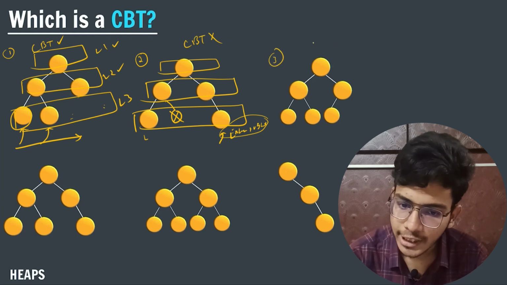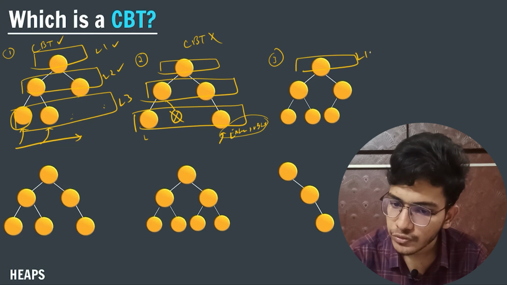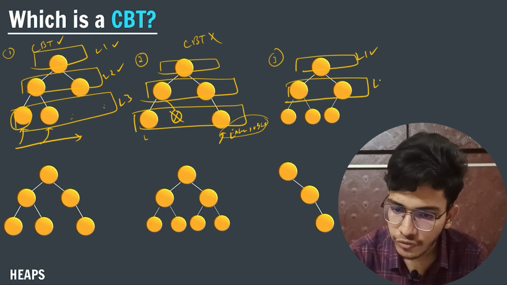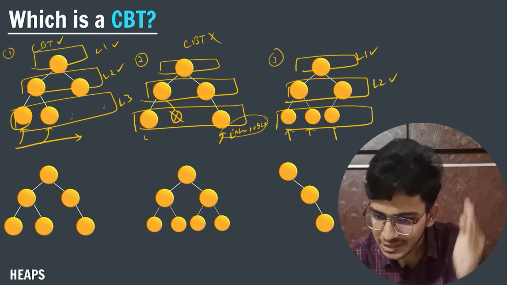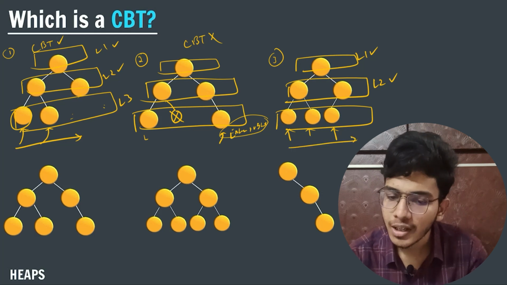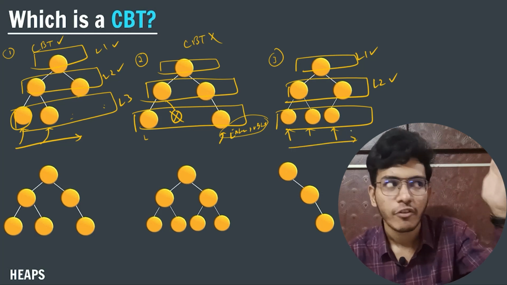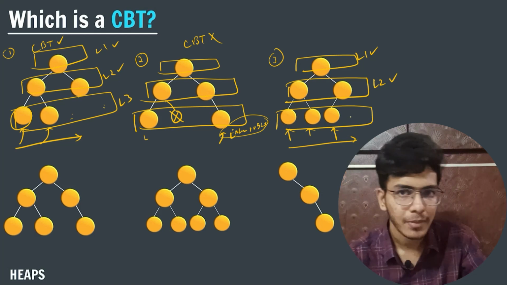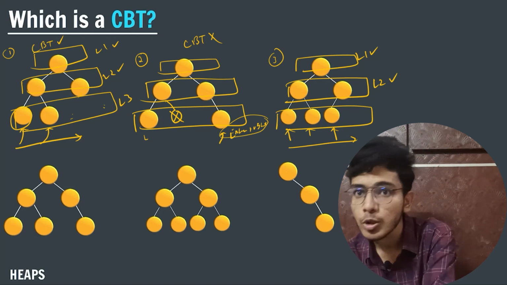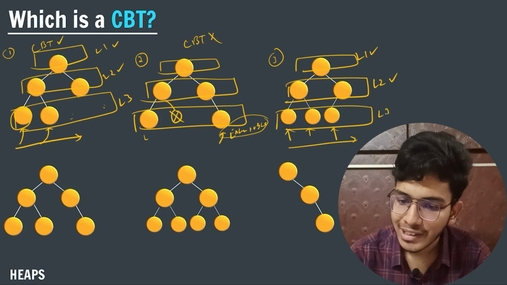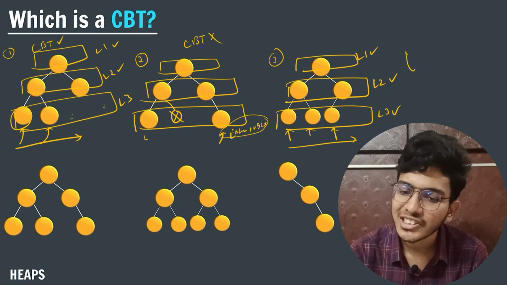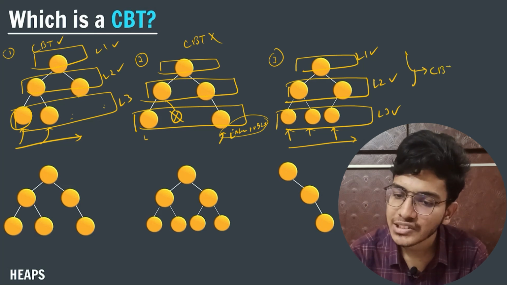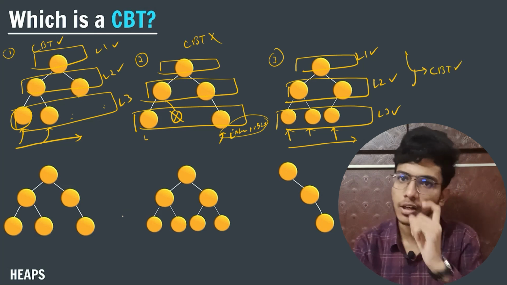Now in the third diagram, level 1 is filled, level 2 is also filled. In the last level, first of all I have filled the left element, after that the second left element, after that the third element. So I am going sequentially, step by step, from my left side to my right side. So this level 3 is also satisfying the property of a CBT. If all the levels are satisfying, then it is considered to be a CBT. Okay, the third diagram is a CBT.